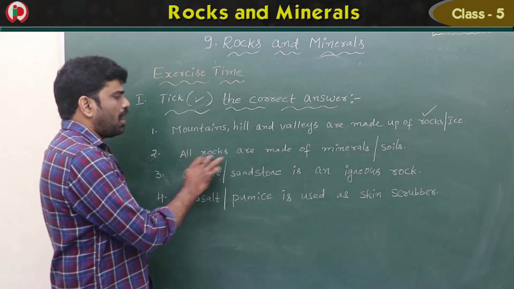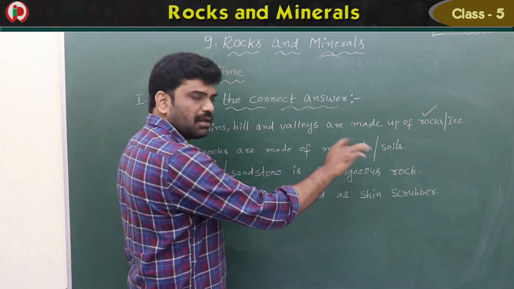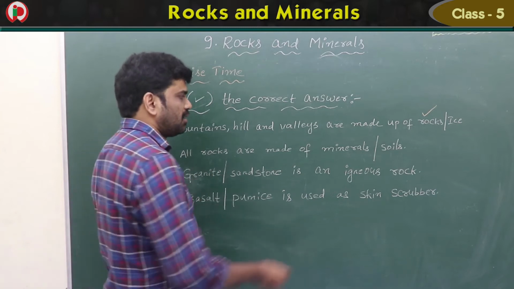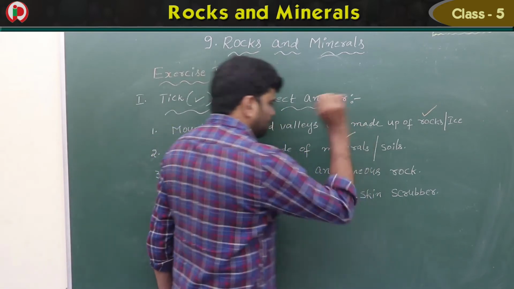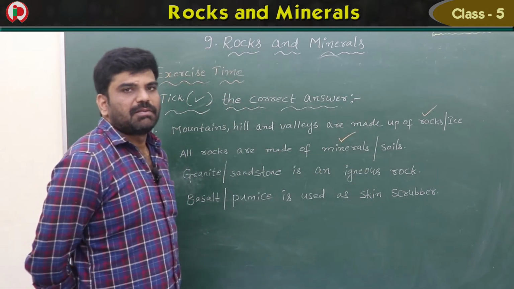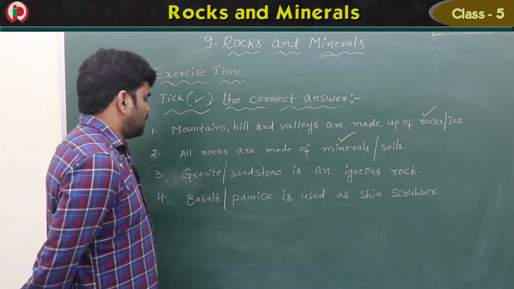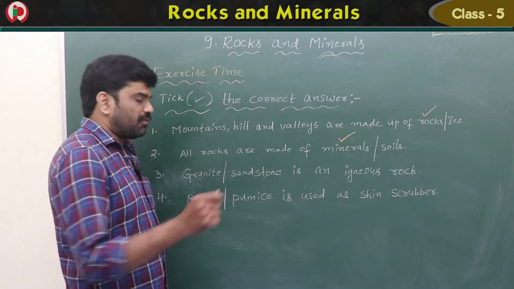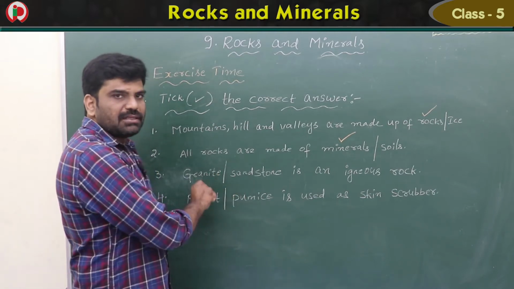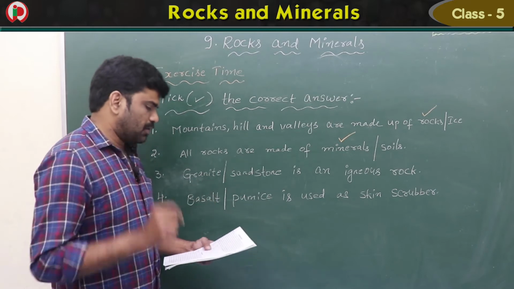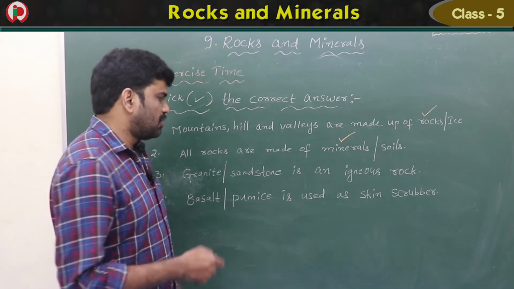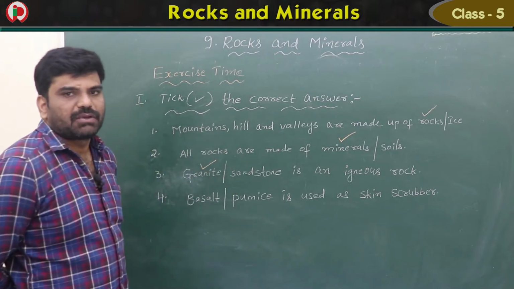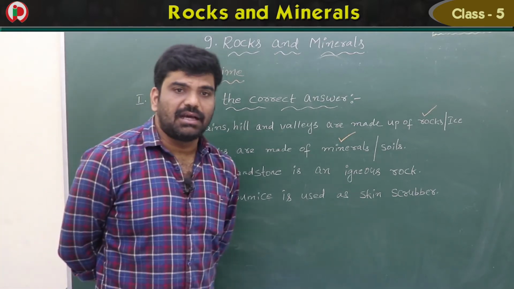Second one, all rocks are made up of either minerals or soils. Children, all rocks are made up of, yes, minerals. So I'm ticking this one. Minerals is the right answer. Third one, granite or sandstone is an igneous rock. Which this one or this one? Granite or sandstone, children? Granite is the right answer.